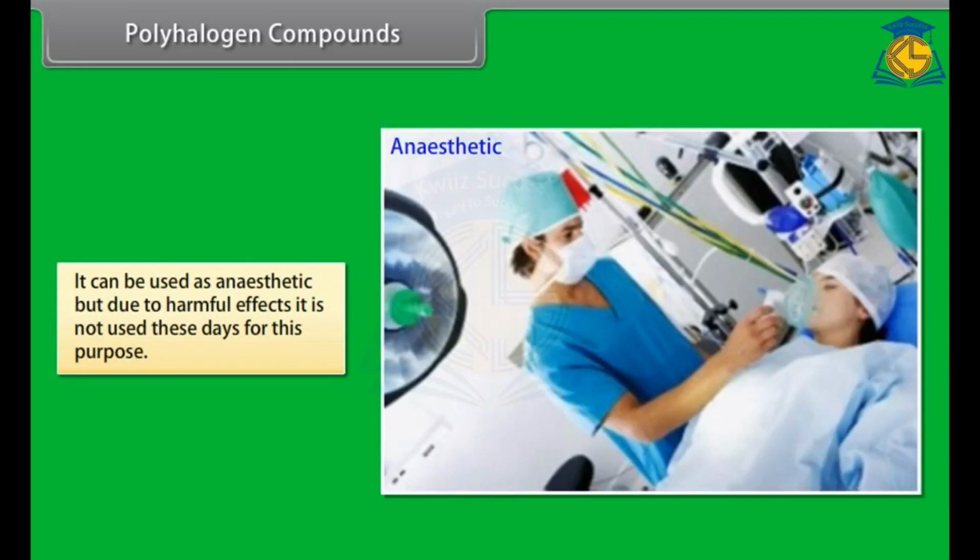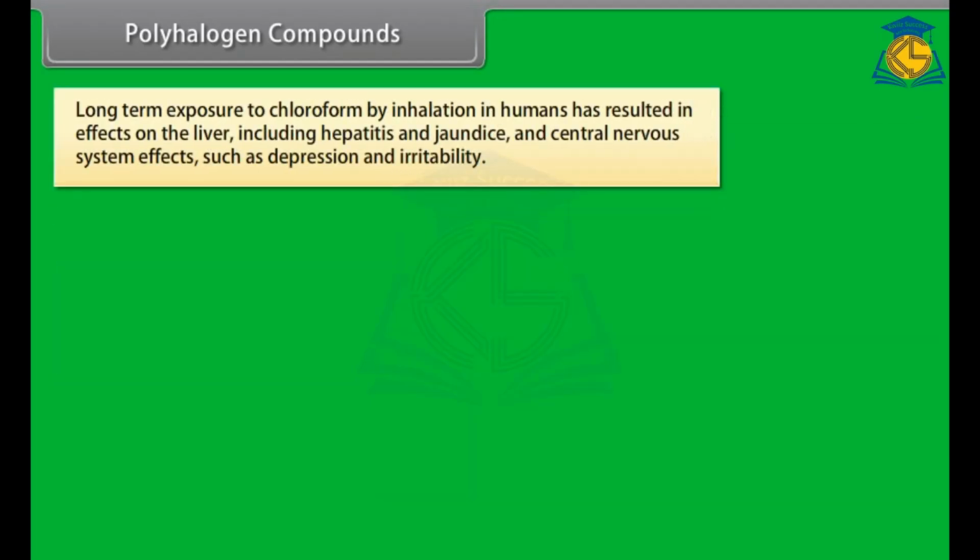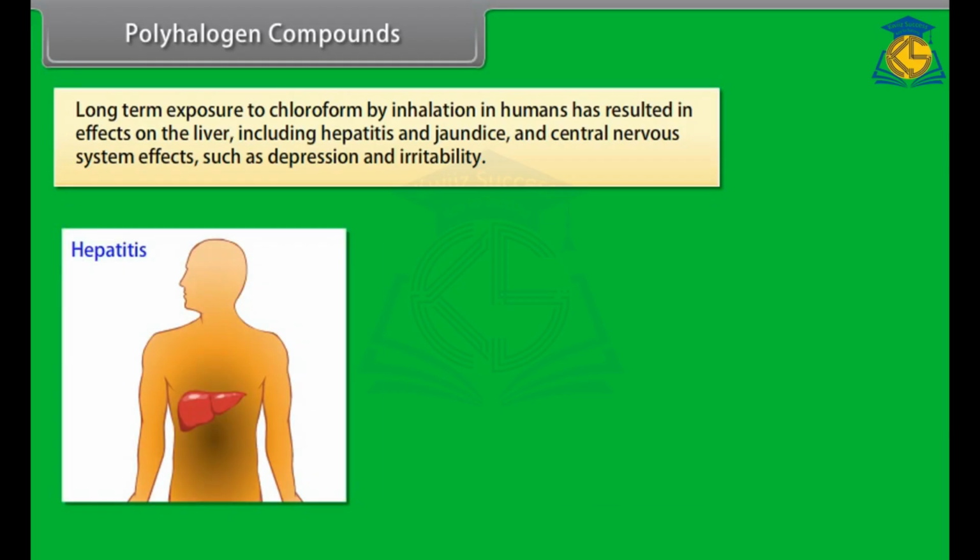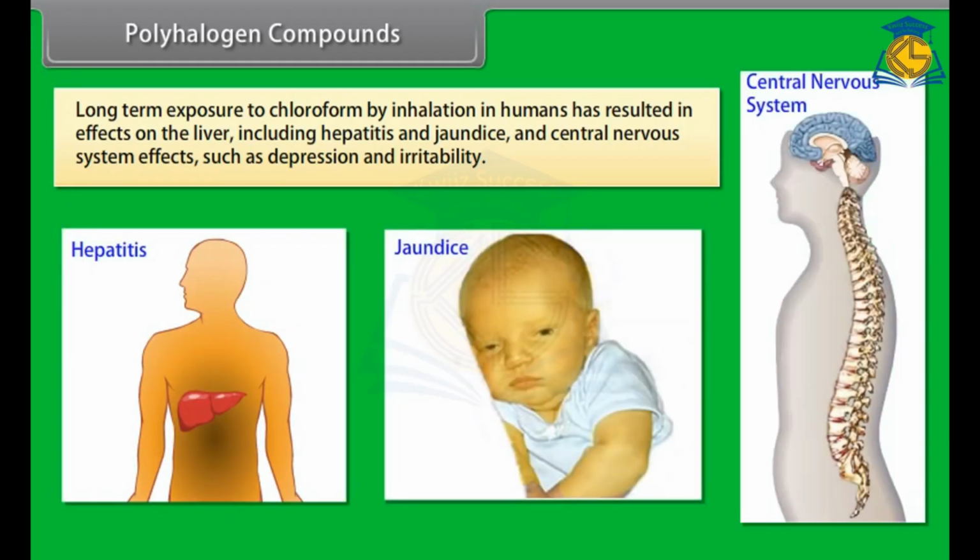It can be used as anesthetic, but due to harmful effects it is not used these days for this purpose. Long-term exposure to chloroform by inhalation in humans has resulted in effects on the liver, including hepatitis and jaundice, and central nervous system effects such as depression and irritability.